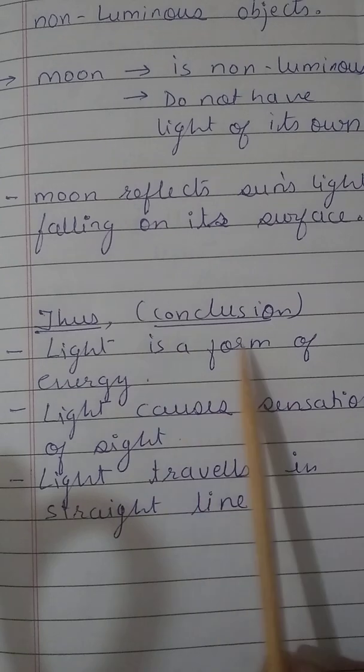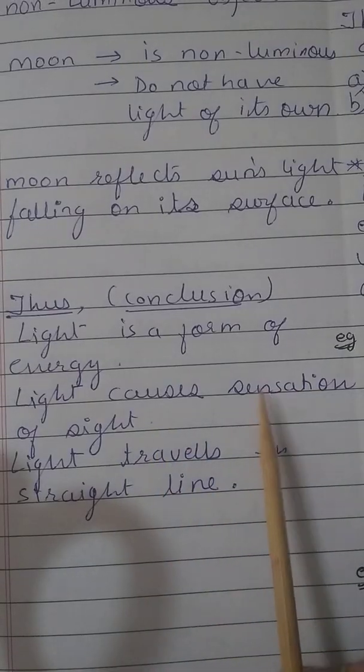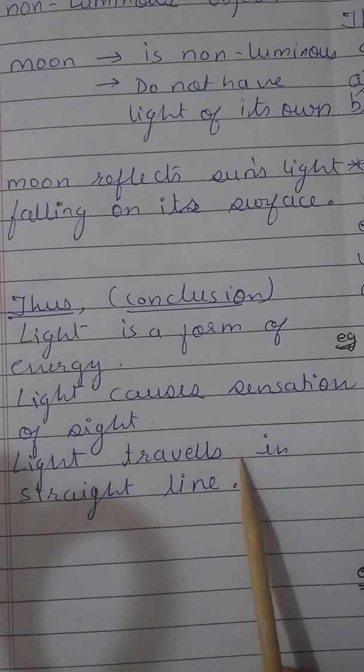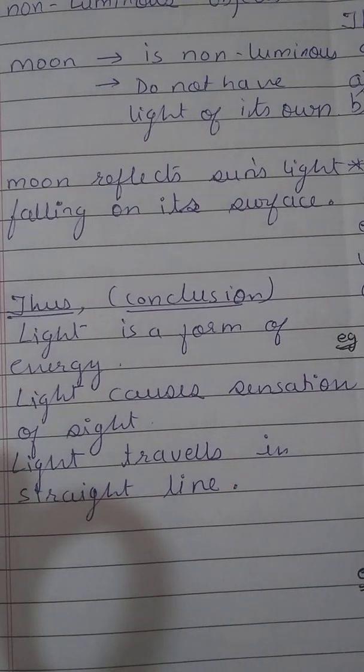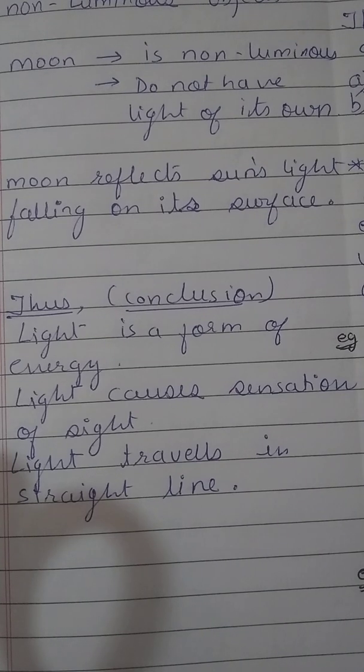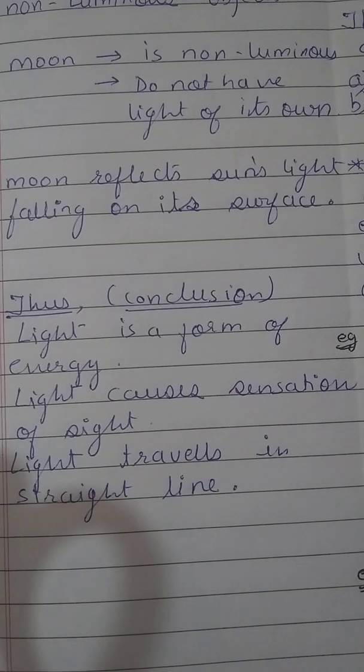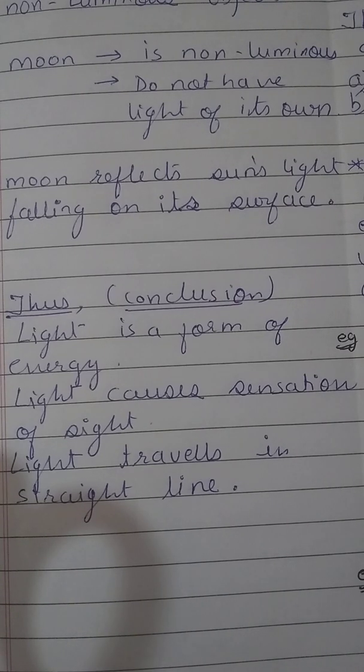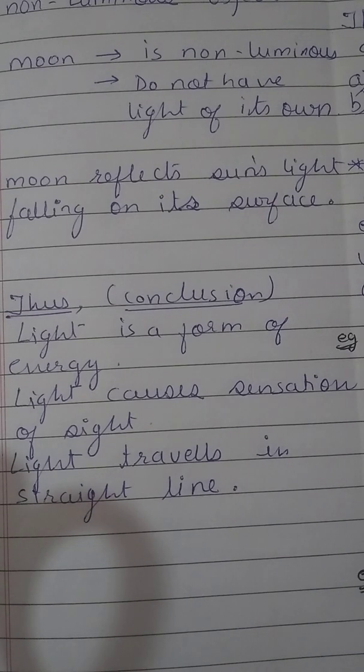Thus, the conclusion is that light is a form of energy. Light causes the sensation of sight, and light travels in a straight line. This is an experiment we would have done when we were kids, and I will also demonstrate it. A candle is lit and cardboards are kept with a pinhole in the center of each cardboard. Three cardboards are kept in a line and a candle is there. If the three holes are in a straight line, we can see the light of the candle, but if one cardboard is misplaced, then we cannot see the light of the candle. This proves that light travels in a straight line.